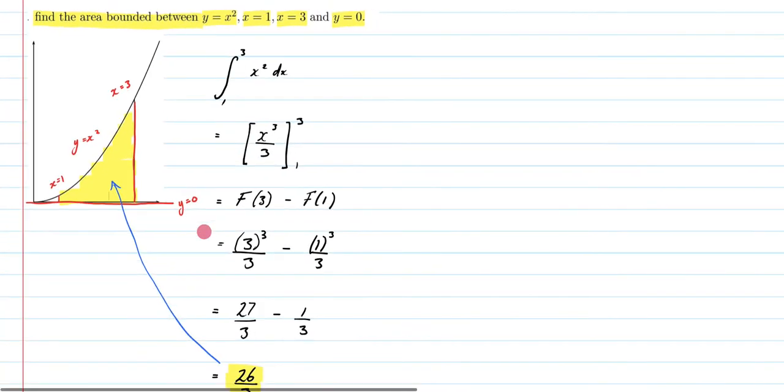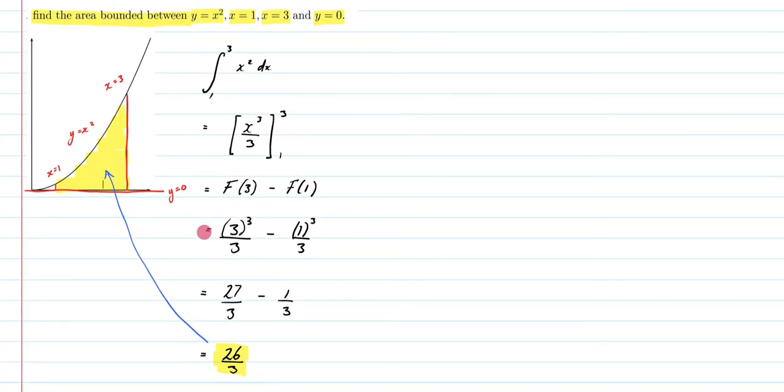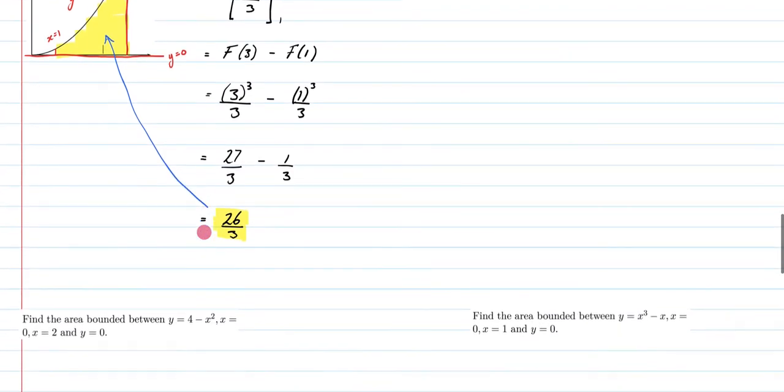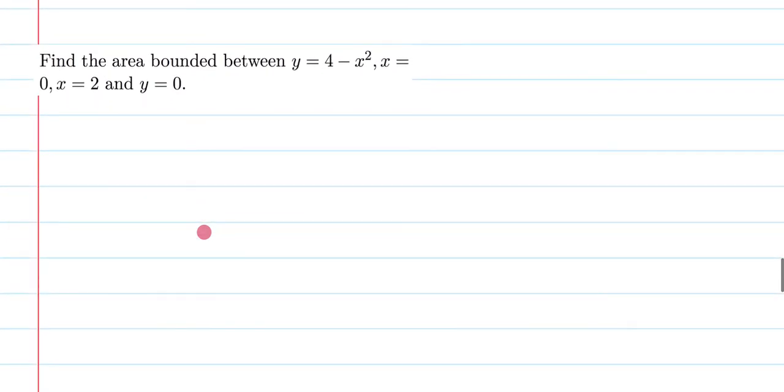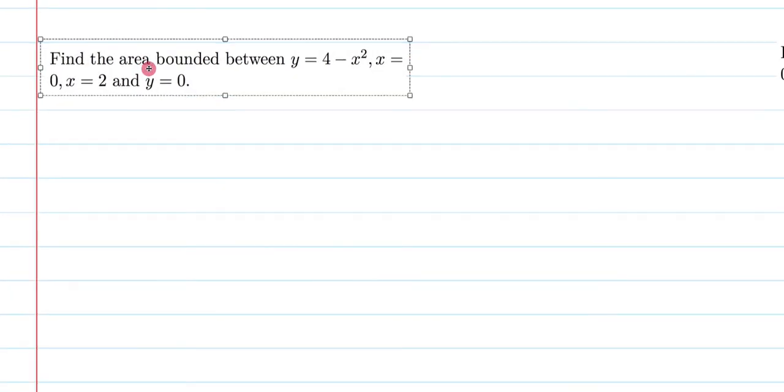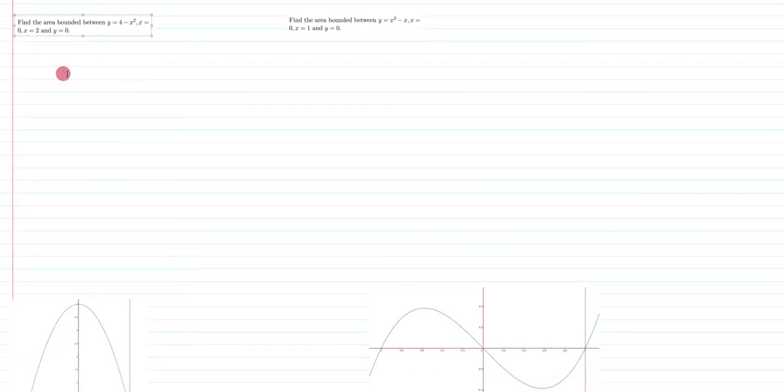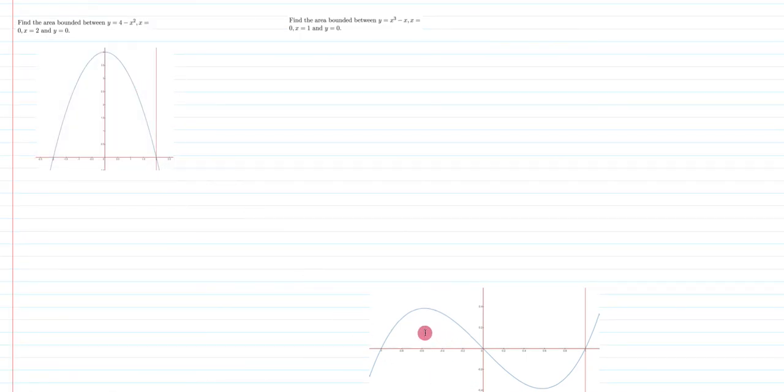We've just got a few more questions like that, and then we're done. So let's keep on keeping on. All right, 26 over 3, perfect. Now we've got this one. It says find the area bounded by y equals 4 minus x squared, x equals 0, x equals 2. I think the first thing we should do here is actually sketch it. So let me look at what I've made prior and bring this up here as well.